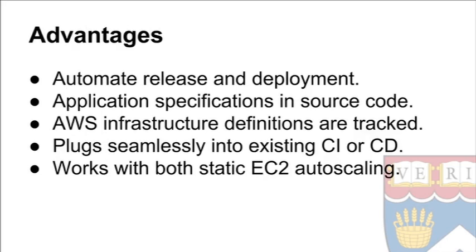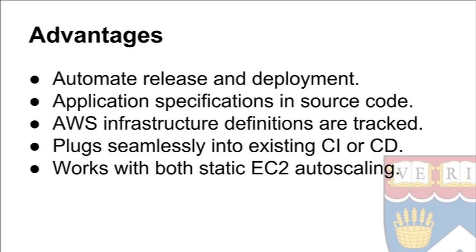First we'll do advantages. What are some of the advantages of using something like Code Deploy to push software to EC2 instances? One, it automates the release and deployment cycles. You can tie this into any kinds of CI or CD systems. It also allows you to track your application specifications, so the details of how your software deploys can become a part of your application and controlled in source code, just like the rest of the application that you're developing.